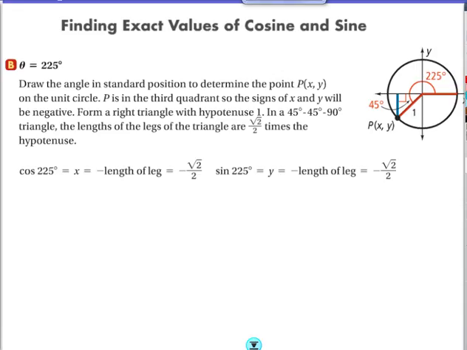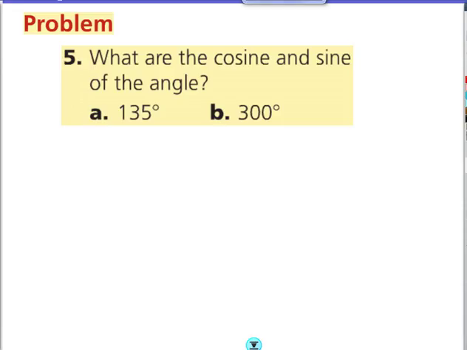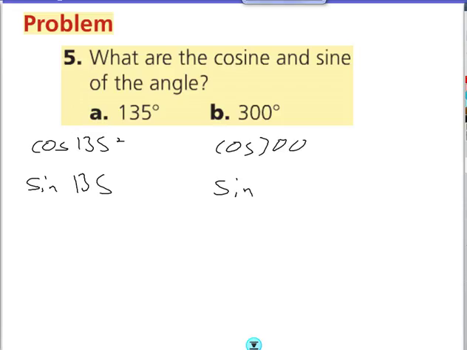So there are the examples for finding those. So here's a question. What are the sine and cosine of these angles? Go. Give me the cosine of 135 and the sine of 135. The cosine of 300 and the sine of 300. What would it be? Well, you've got that paper, look at it. I just showed you how to do it.